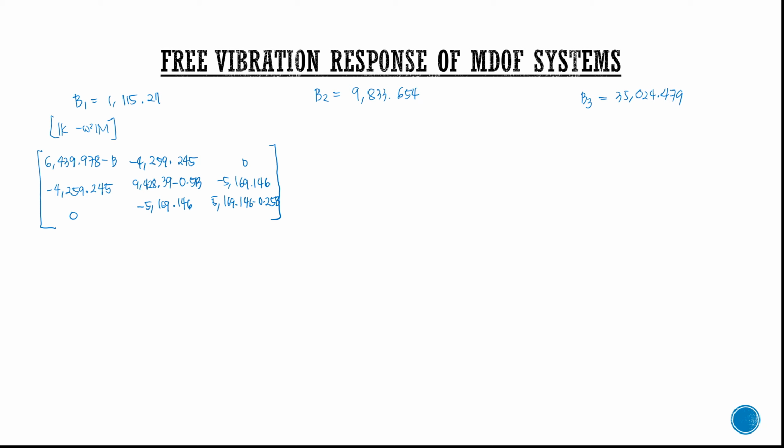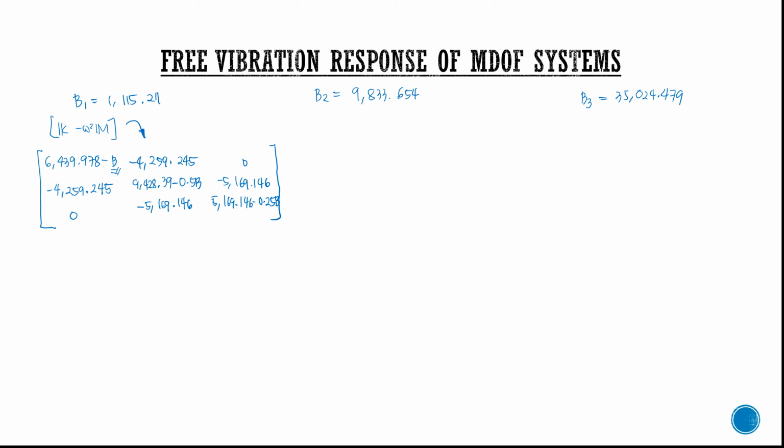Now let's continue with our calculation for the mode shape factor. Take note, if you remember, we have our stiffness matrix minus omega squared times the mass matrix. So this is its form. We have 6,439.978 minus b, and then the other values. If you can see that there is a b there, a value apart.